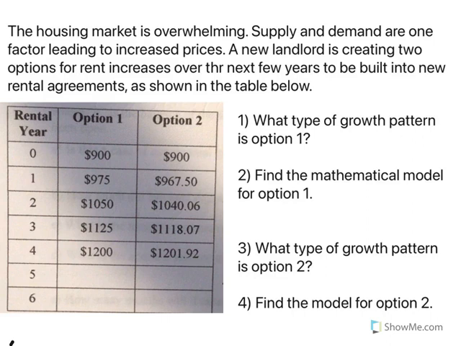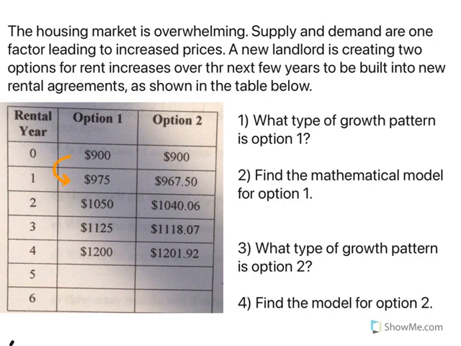A new landlord is creating two options for rent increases over the next few years to be built into new rental agreements, as shown in the table below. So we have option one, we have option two. First, let's look at option one. What type of growth pattern is this?